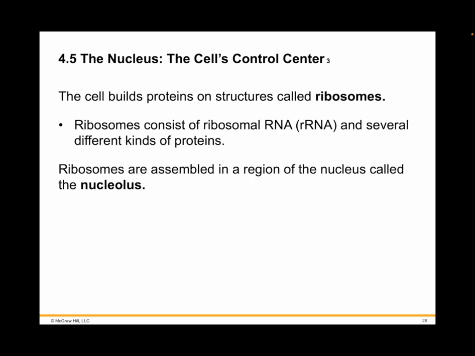Now on to ribosomes. Ribosomes are used to make many proteins.